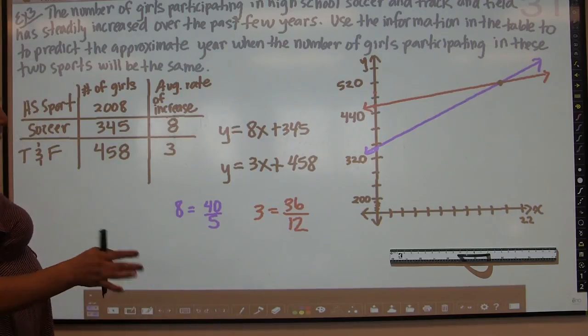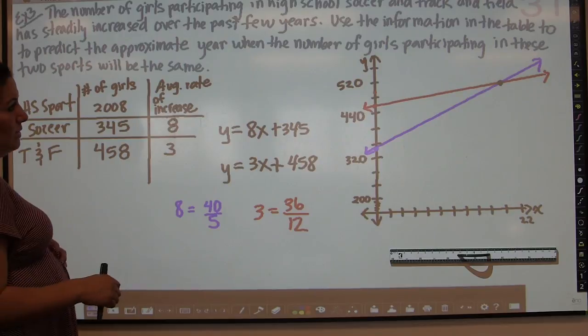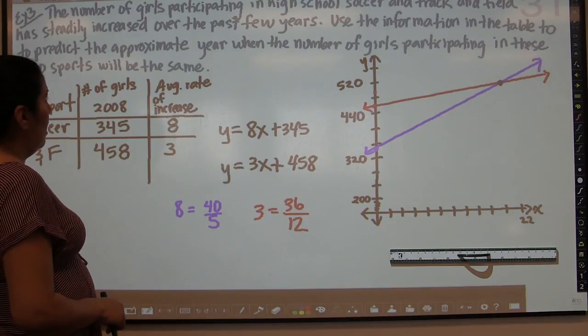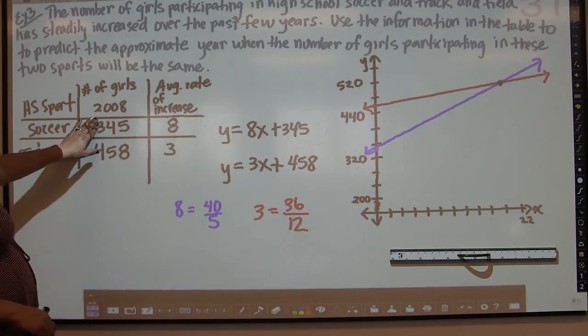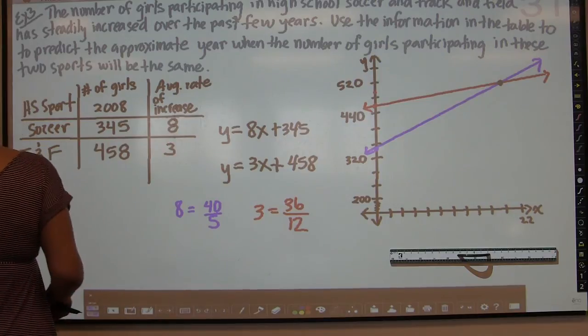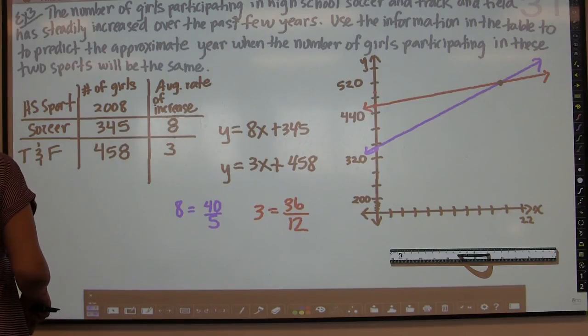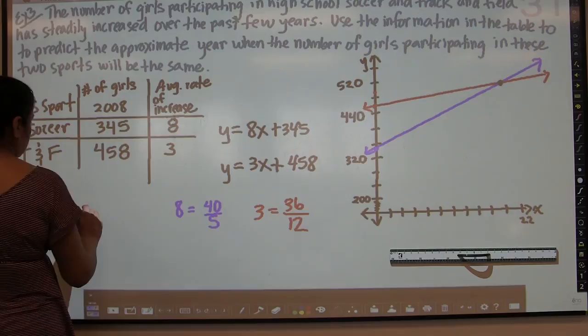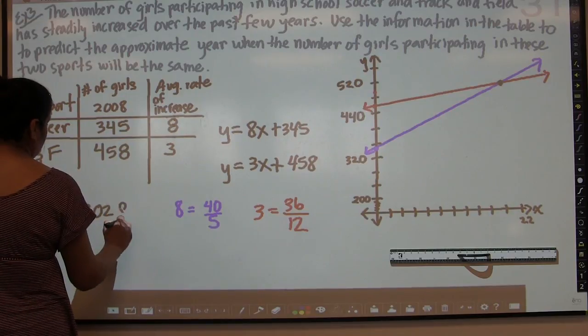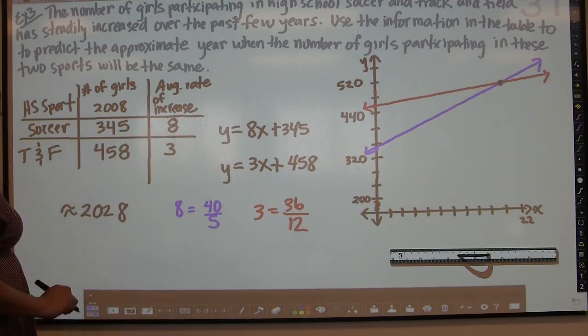The book might have a different answer, but that's okay. We're just trying to find the approximate. It looks like it's 20. And since we started in 2008, 20 years later would be the year 2028. It's an approximate year. It's not going to be exact.